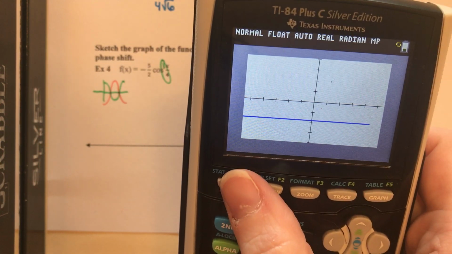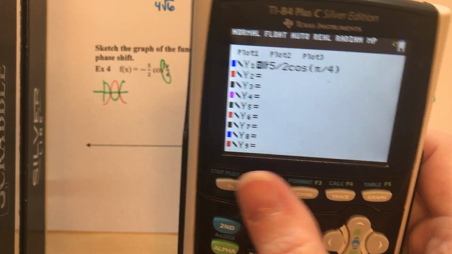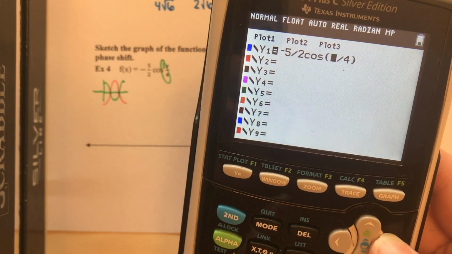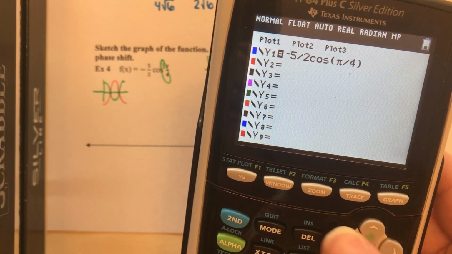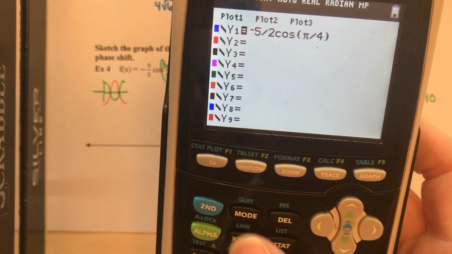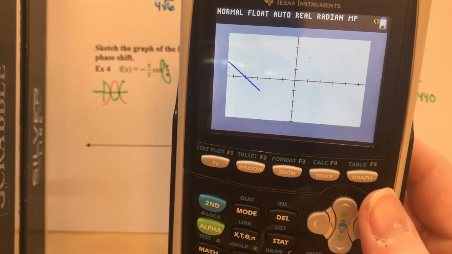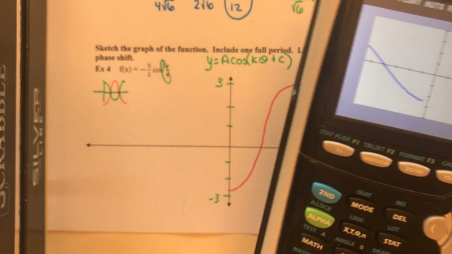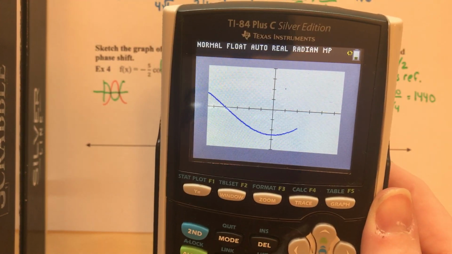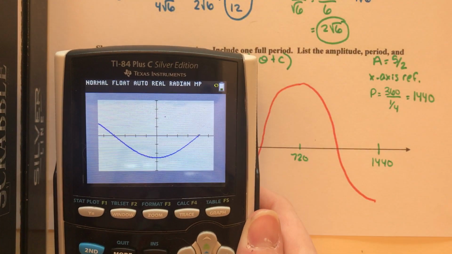Let me go back to my y equals and make sure I typed it in right. Yep, I'm missing the x. So it's x over 4, not pi over 4. So x over 4. There we go. So it does not look like what we drew. It does, it's just the one part of it.